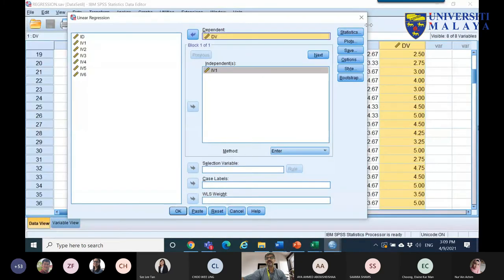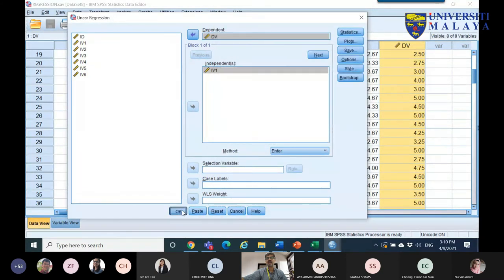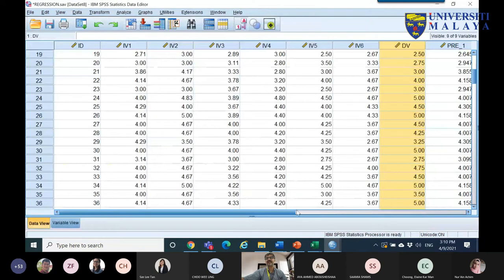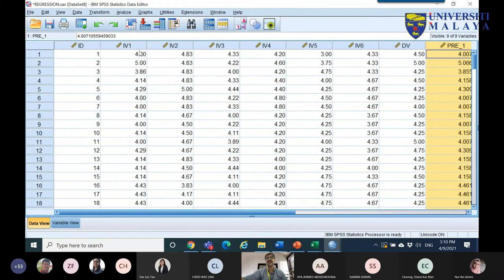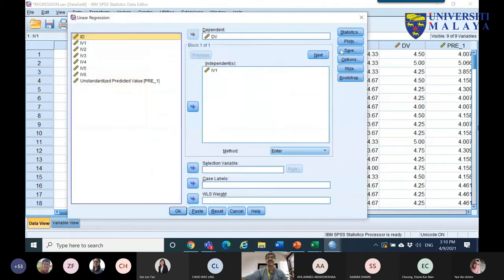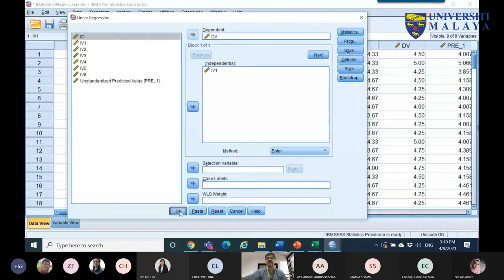Look at here in SPSS, under save, if I click save predicted value unstandardized, so if I just click continue and okay, now look at here. What is this? This is actual. What is this? Predicted. This prediction was made by what? By IV 1. So now if I click save unstandardized residual and unstandardized predicted value, now look at here.